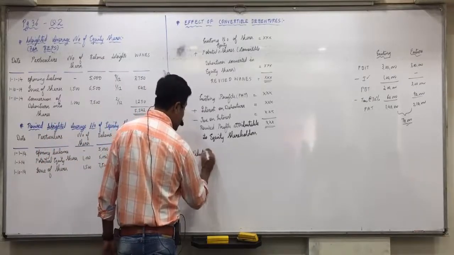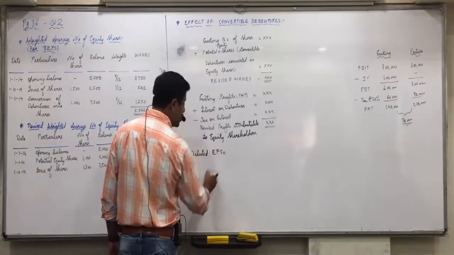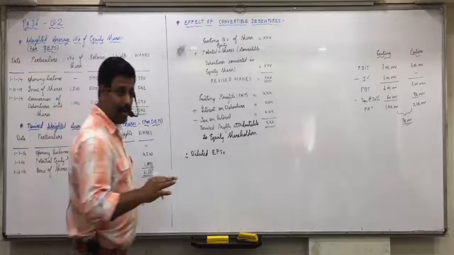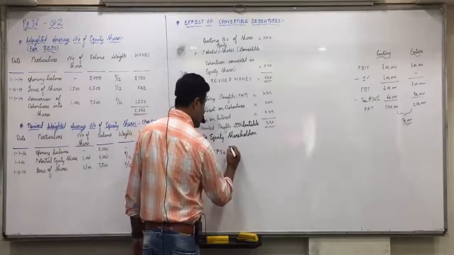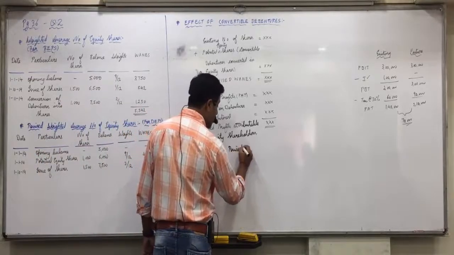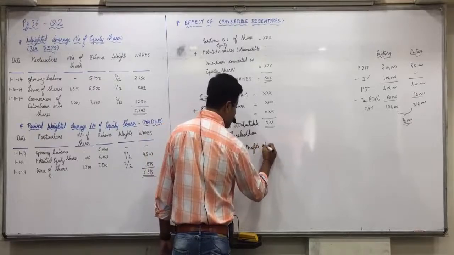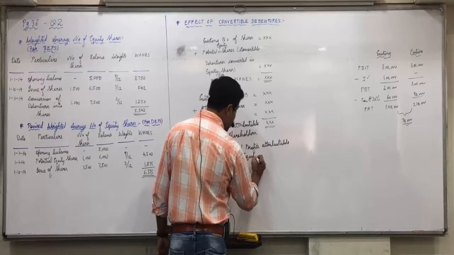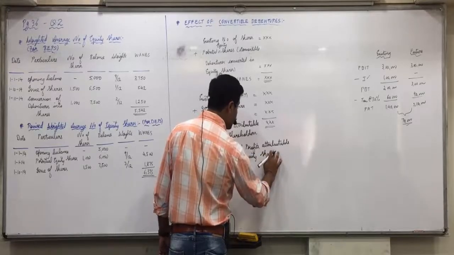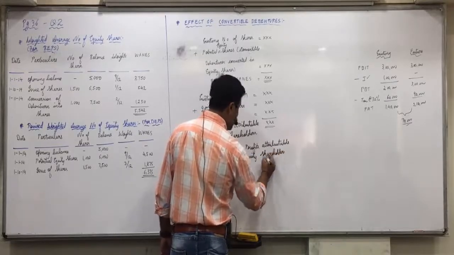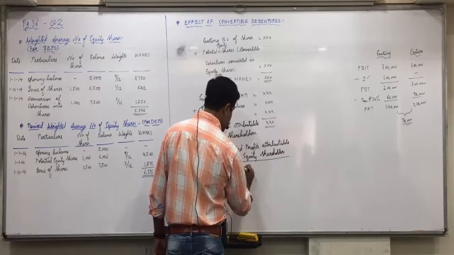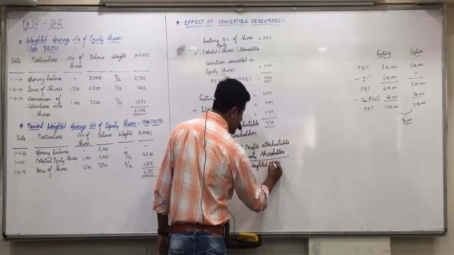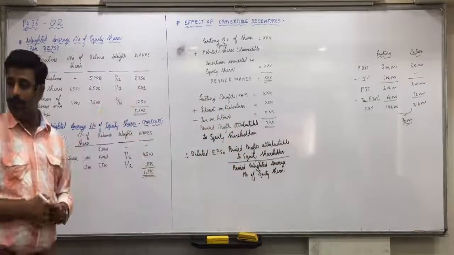Diluted EPS will be equal to, what was the normal formula we used for basic EPS? Profits attributable. Now you will take revised profits attributable to equity shareholders. And for basic EPS we used to divide by weights. Now you divide it by revised weights, the revised weighted average number of equity shares. Any confusion in this? Okay.